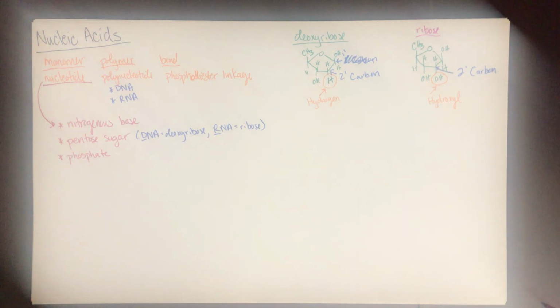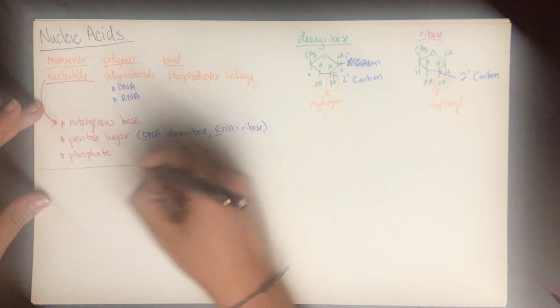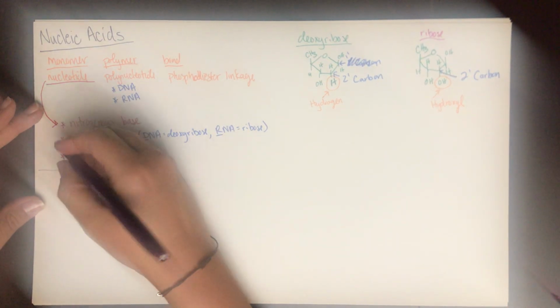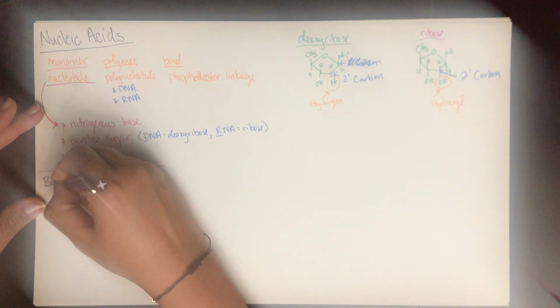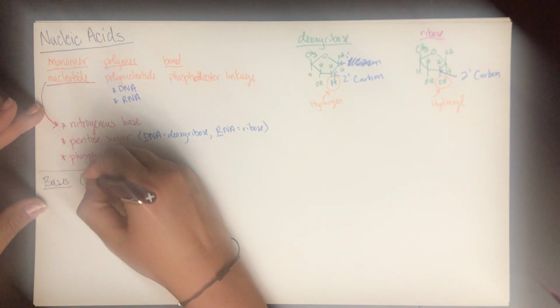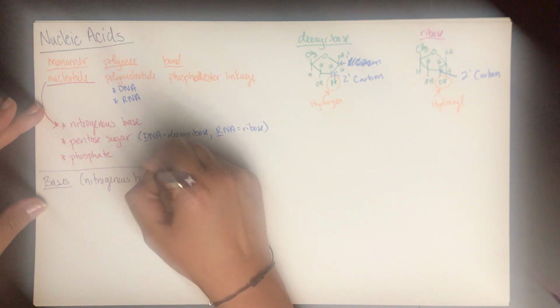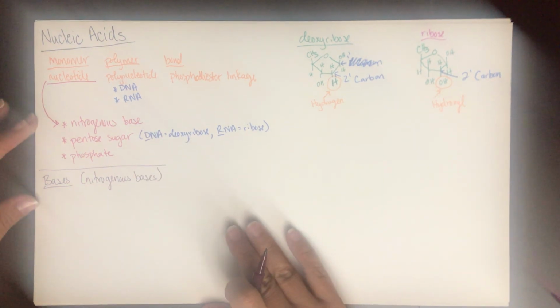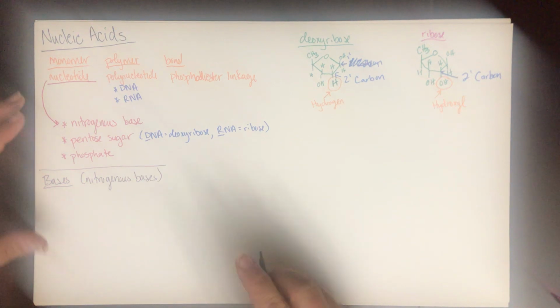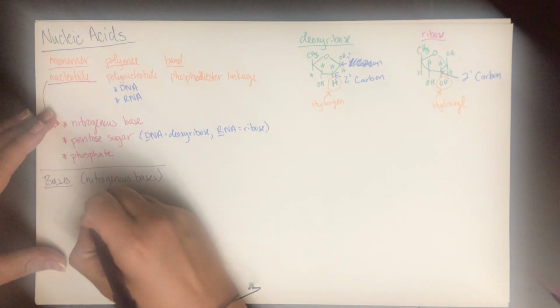So there are 2 types of bases. We said that it has a base, a pentose sugar, and a phosphate. So now let's talk about the bases. There's 2 classes of bases. Again, these are nitrogenous bases. There's what's called purines and what's called pyrimidines. So a purine looks like this.